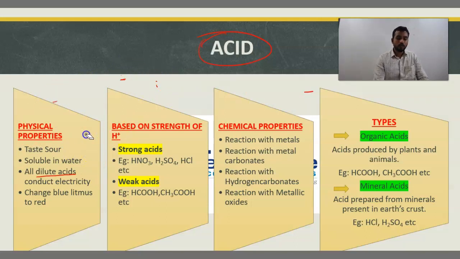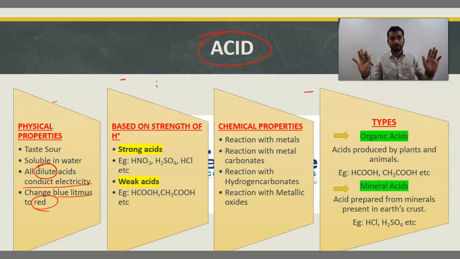Now, all dilute acids conduct electricity. The word is dilute, do not forget. These dilute acids conduct electricity. All dilute acids will conduct electricity, not concentrated acids. You should know the difference between dilute and concentrated. And acid changes blue litmus to red. See children, if you find the color red, red means danger, danger means acid. Simple. If any color is changing to red, then that particular substance is acidic in medium. It means that is acid. If you find red color, then it is acid.